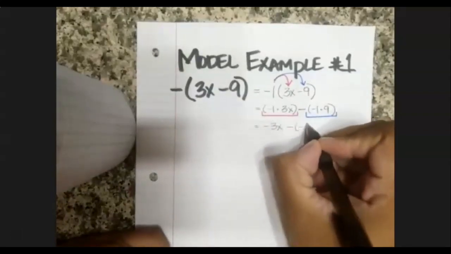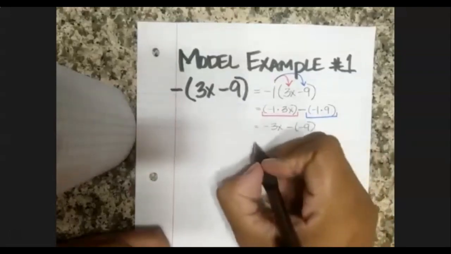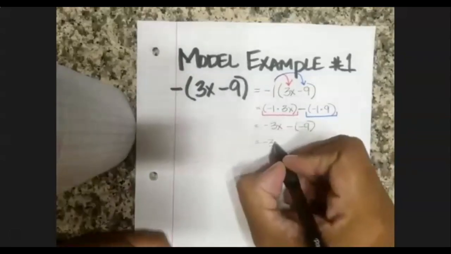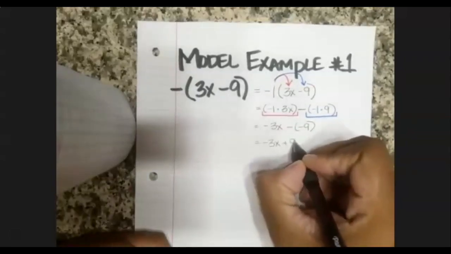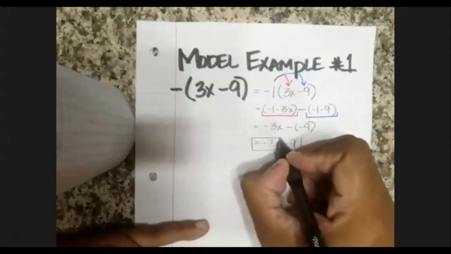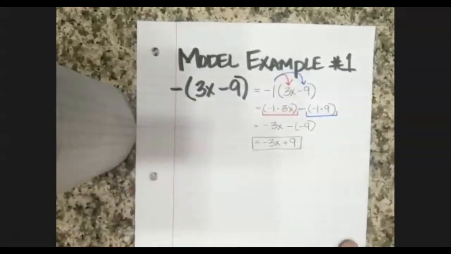So when I simplify, I have -1 times 3x, which gives us -3x, minus -1 times 9, which gives us -9. So now I just want to clean up my symbols. I have minus a negative, which is the same as addition. And that is my final answer.